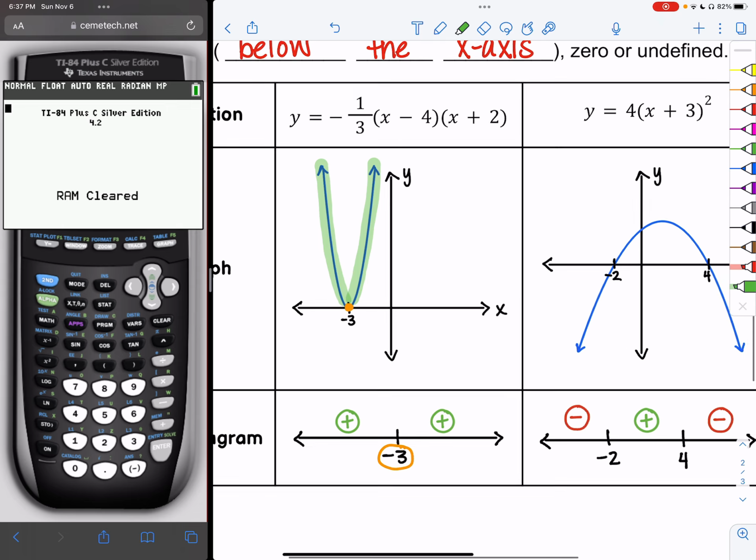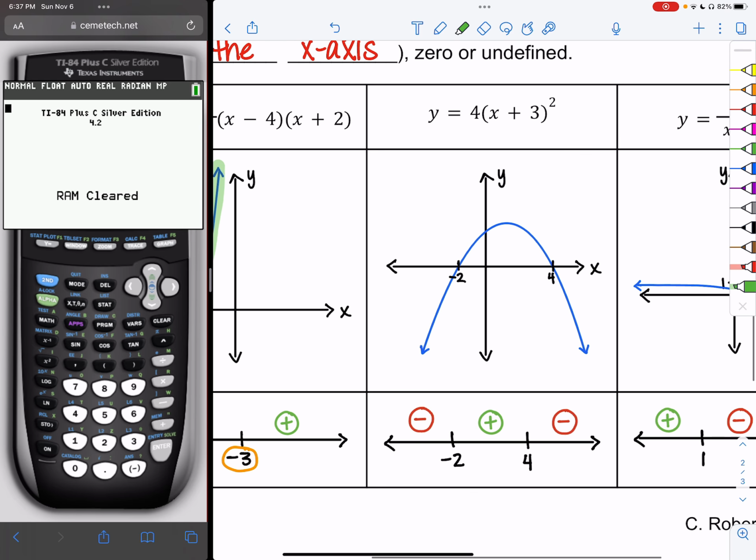All right. If I look at the middle graph, I see that my x-intercepts are here at -2 and 4, which is on my number line here and here. And I can see that my graph is below the x-axis for x values that are less than -2, and it's also negative for any x values that are bigger than 4. So I have my negatives written on my number line here, and I see that it is above or positive between -2 and 4, which is why I have my green positive sign there.